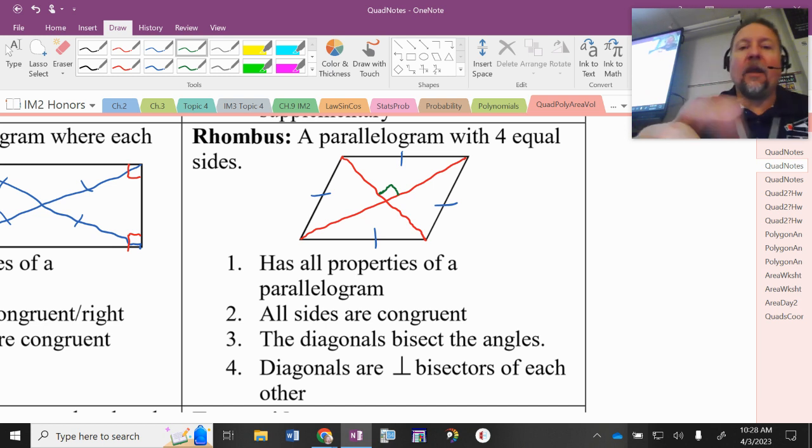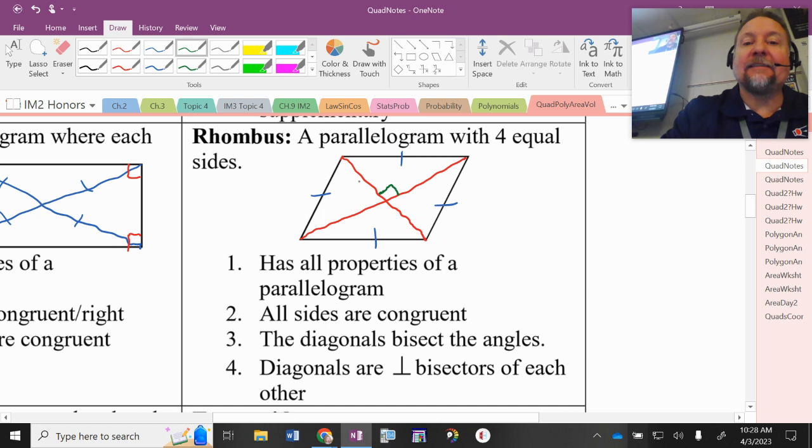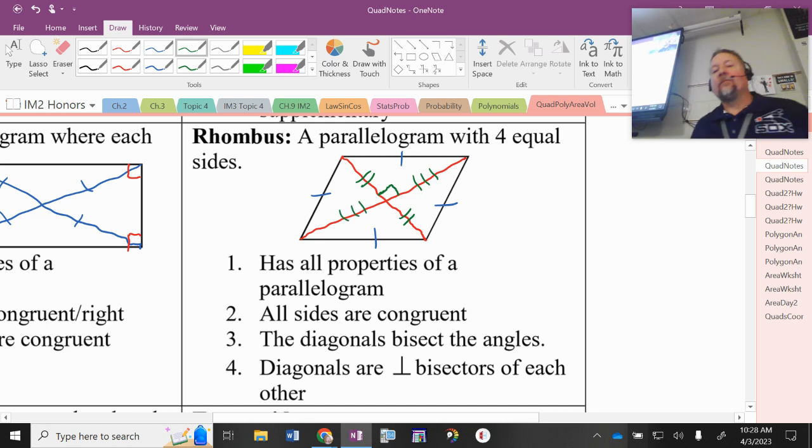All right. And also what you have is these bisect each other. So that's 2, that's 2. This is 3, this is 3. That means they're not equal all the way around, but they do bisect each other and they're perpendicular bisectors of each other. The bisecting's not new. That is what all parallelograms have.